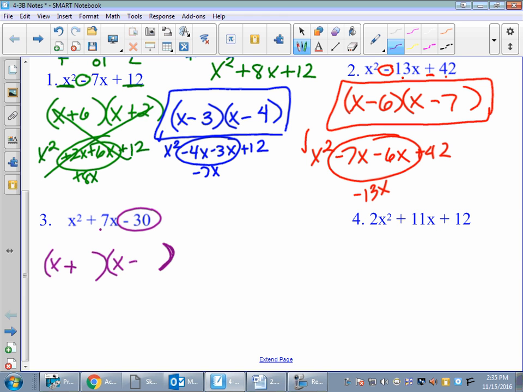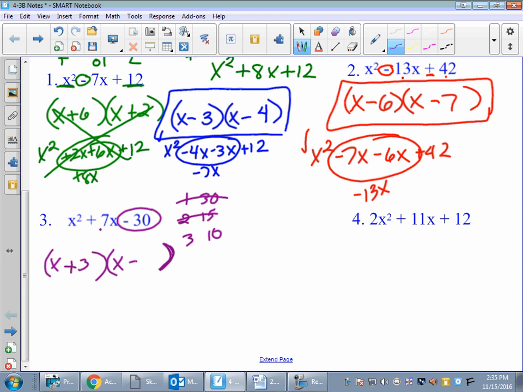So I think of the factors of 30, and I think of 1 and 30. Nope, that's out. 2 goes into it 15 times. Nope, that's not going to give me 7. And I just work my way down the list. 3 goes into 30 10 times. Ooh, 3 and 10 might work. Okay, so I'm looking at 3 and 10.